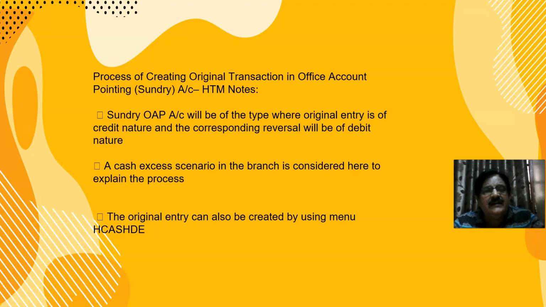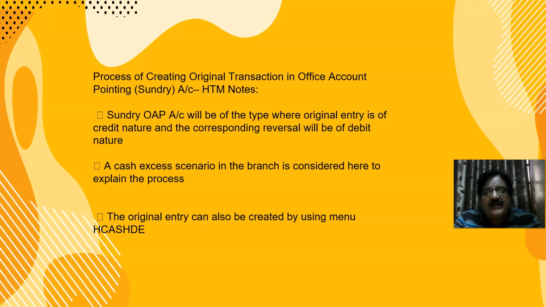Now, how do we create an original transaction in office accounts pointing, that is sundry? Suppose a teller finds 2000 rupees excess cash at the end of the day and is not able to find who deposited it. So he has to park it in a sundry account. How do we do that? Sundry office account pointing will be the type where the original entry is of credit nature. So for sundry it will be only a credit entry, right? And the debit will be cash in hand. And the corresponding reversal will be a debit to cash in hand, right? Remember this. The excess cash scenario in the branch is considered here to explain the process, right?